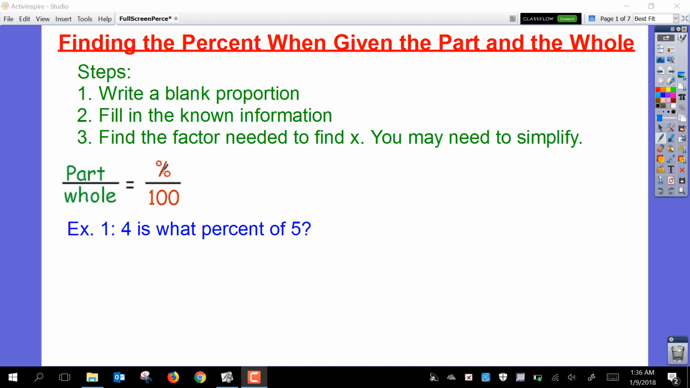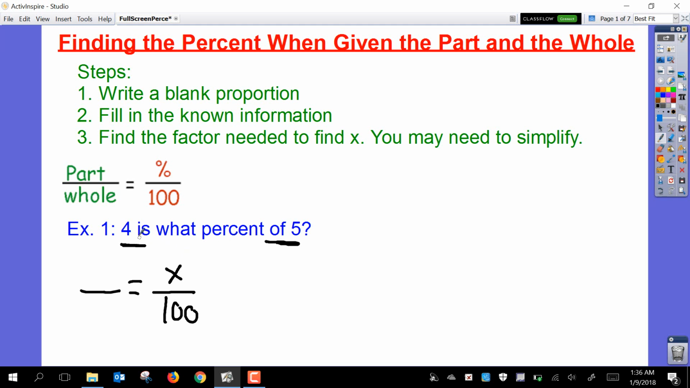It says 4 is what percent of 5? I'm going to first start by setting up my proportion. So always start with 100. I don't have a percent here. It looks like the percent is what I'm actually trying to figure out, so I'm just going to put an X here. It says 4 is what percent of 5?